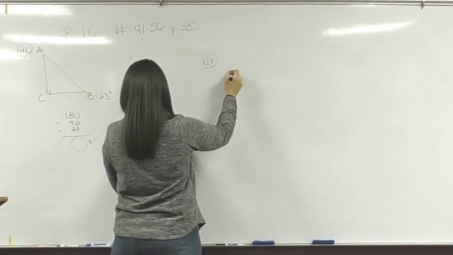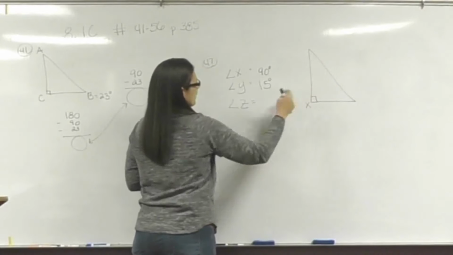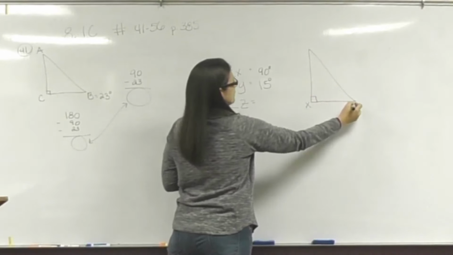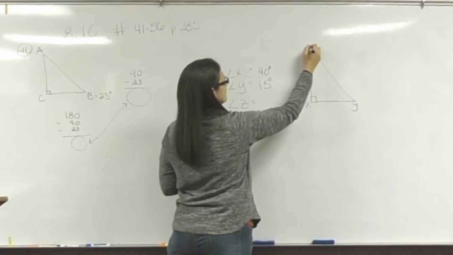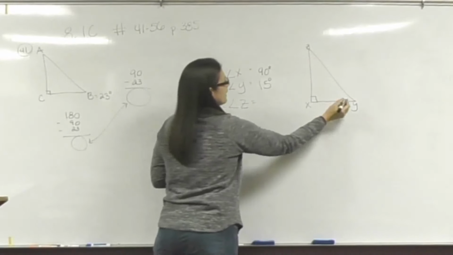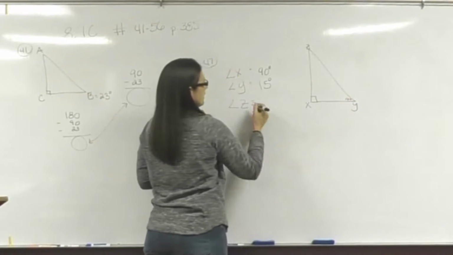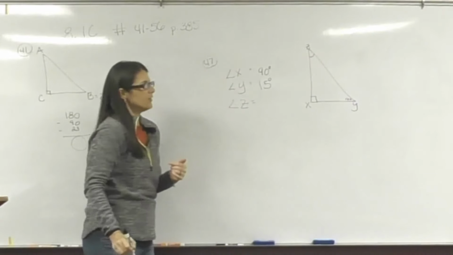If you did want to do that, I'm just going to show you what it would look like, but you don't have to. If you're visual and you need to see it, then the 90-degree angle X would go here. It doesn't matter which one is Y and Z. The Y guy would be 15. Then I'm looking for that guy right there.